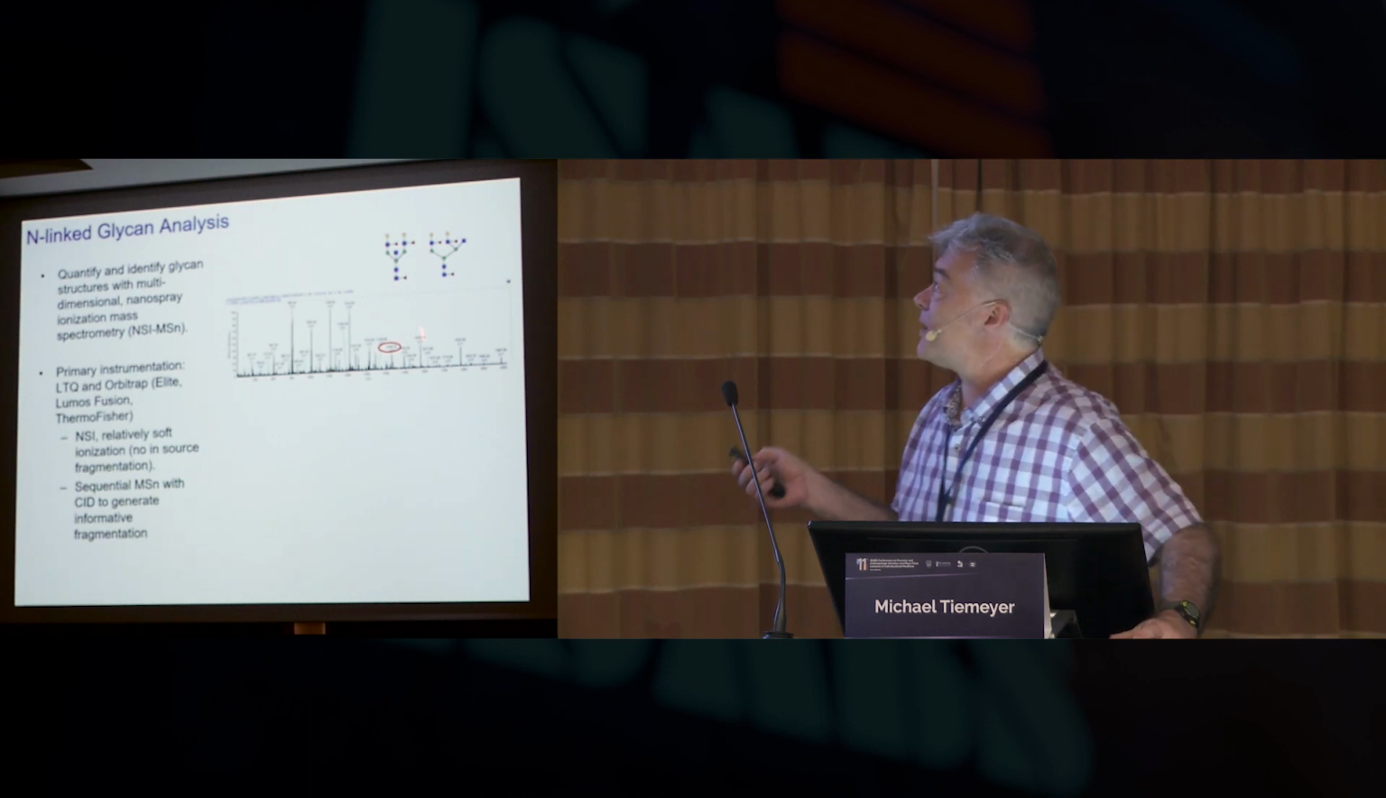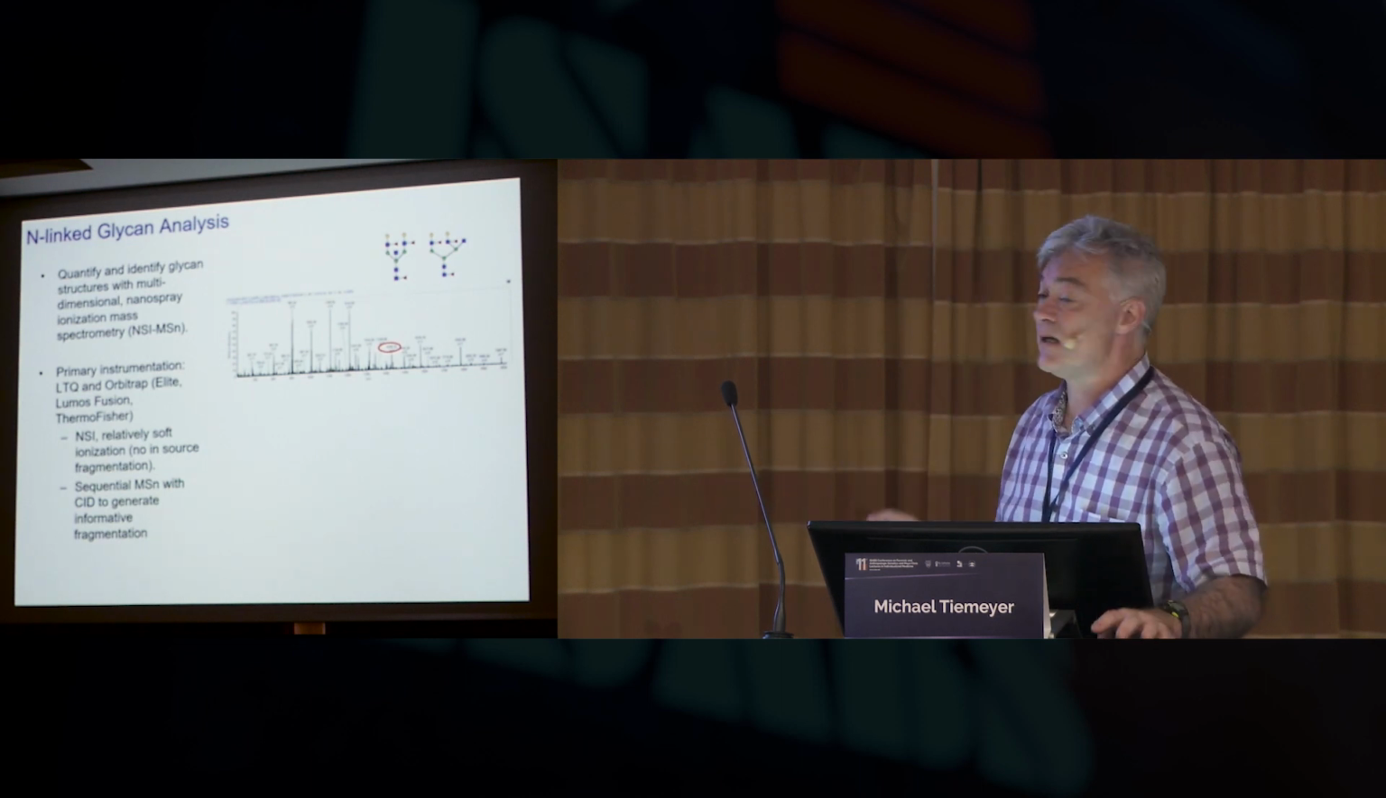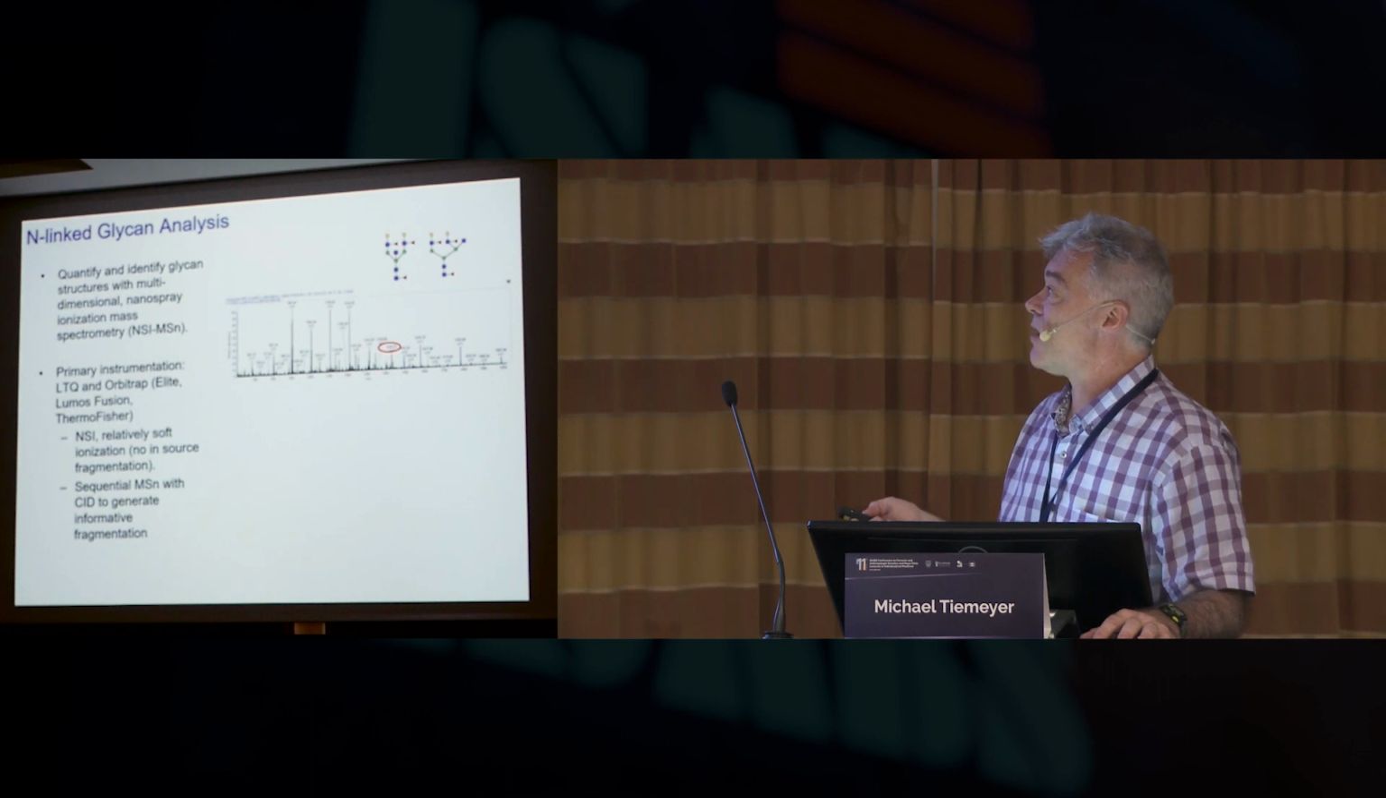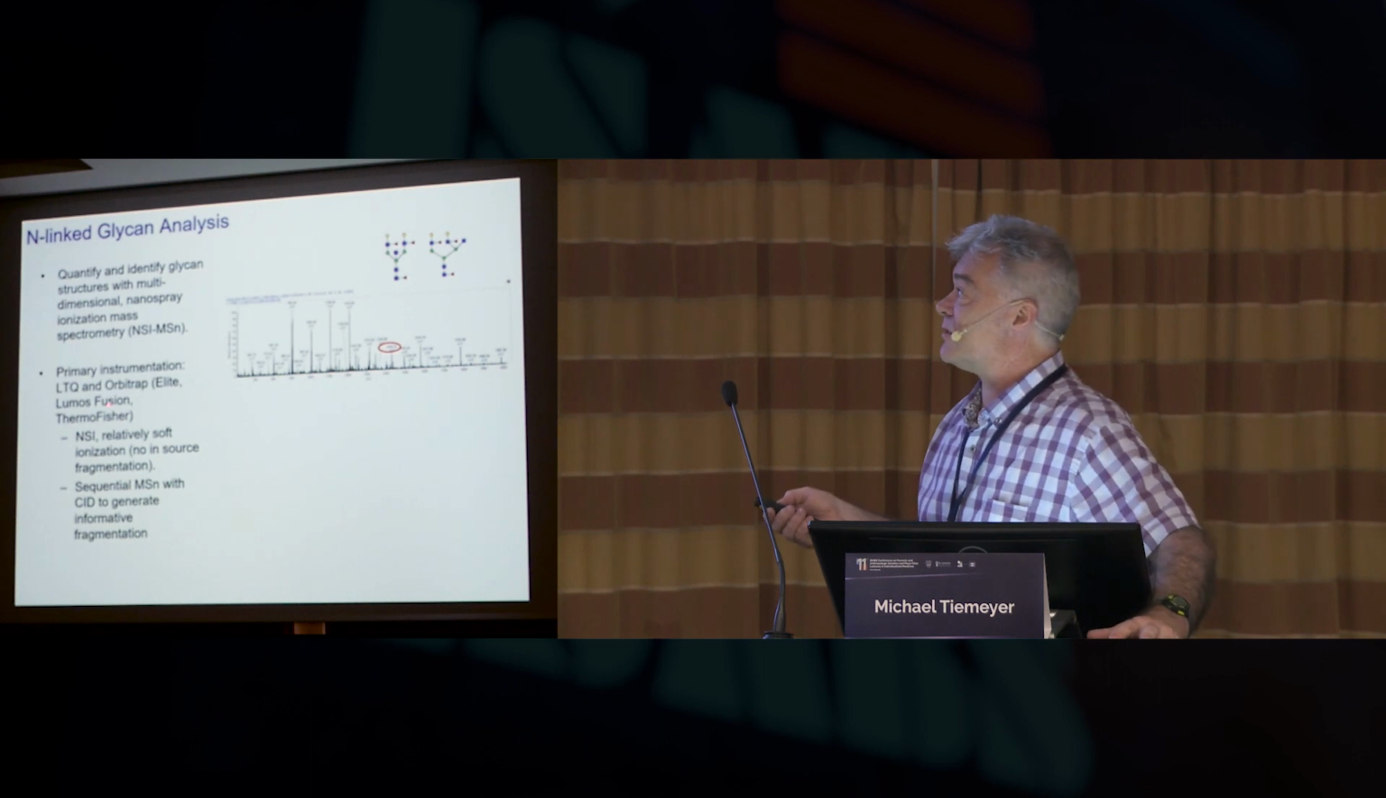So the work I'm going to talk about is almost entirely on released N glycans that are permethylated and then analyzed by nanospray ionization mass spectrometry, and primarily we work on Orbitrap, linear trap, and Orbitrap instruments.